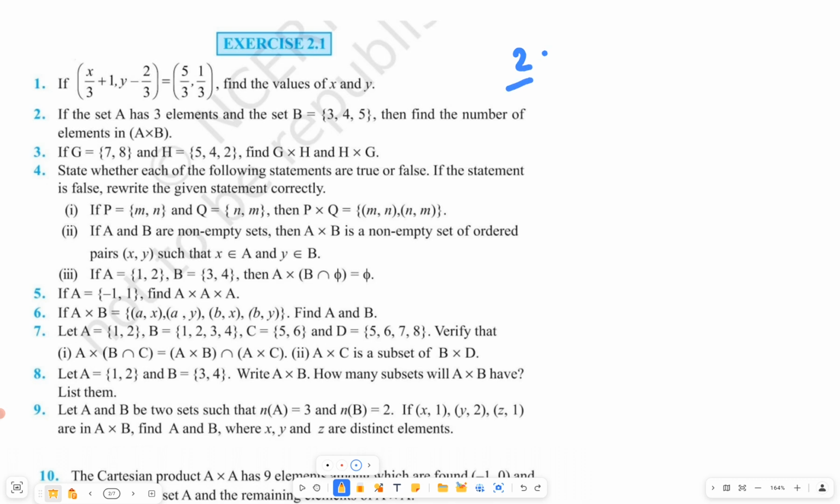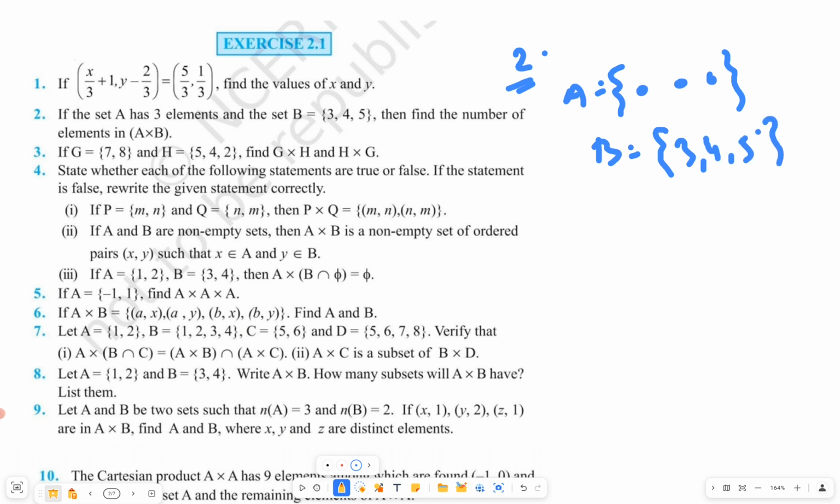Number 2. If a set A has 3 elements, 1, 2, 3, and B equal to 3, 4, 5, also 3 elements. Now it says find the number of elements in A cross B.